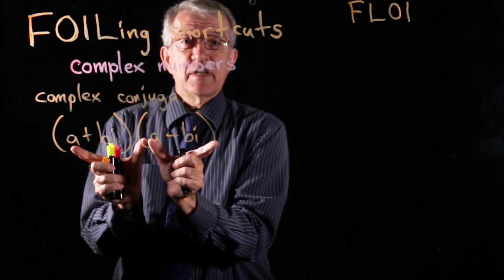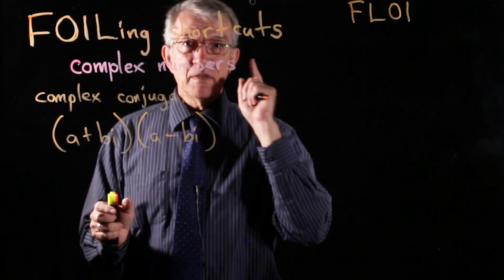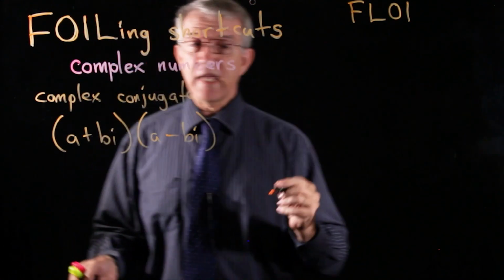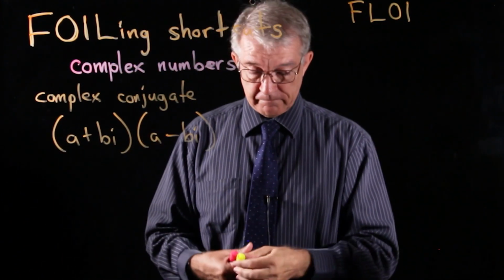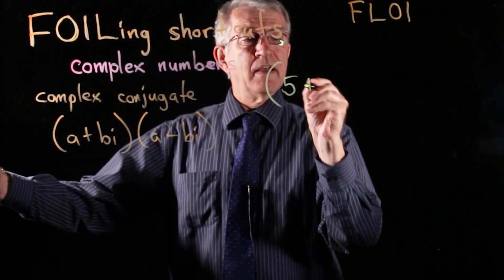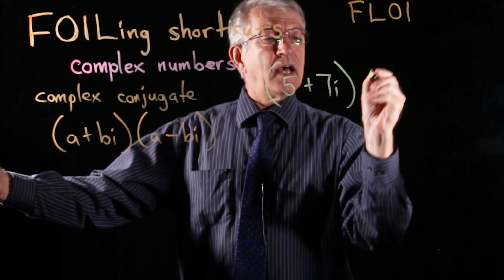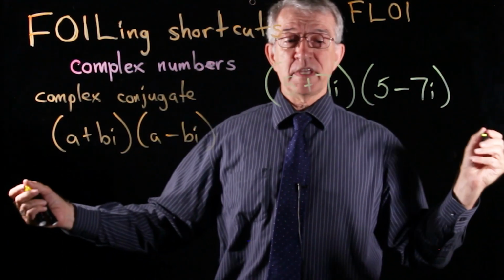It turns out that there's another shortcut that we can take that makes these even easier. You can do them totally in your head. You don't have to write down anything. It's fabulous. So here's an example. We have 5 plus 7i times 5 minus 7i.